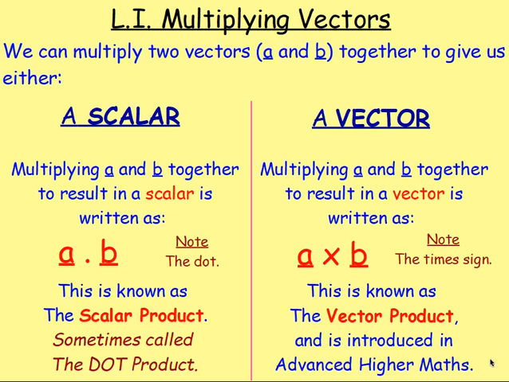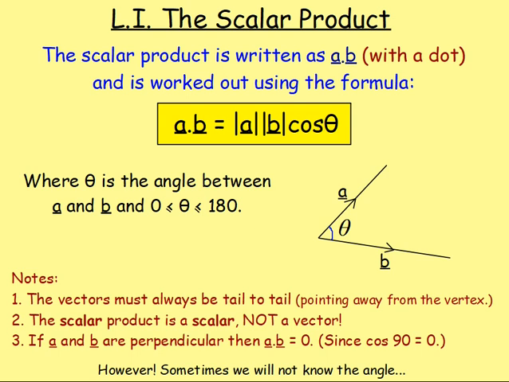What we do in Higher Maths is we multiply them together, but we end up with a scalar. And to write that, you would have vector A times vector B, but you don't use the times sign, you need to use a dot. Okay, the dot represents the scalar product. That is what you get when you multiply the vectors together and you get the result that is a scalar, sometimes known as the dot product.